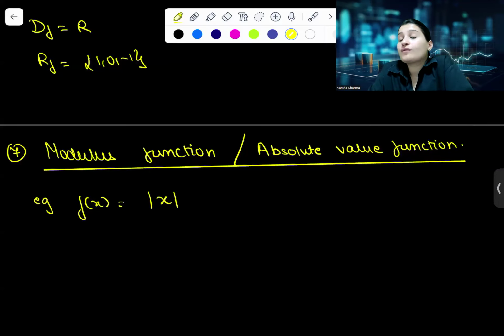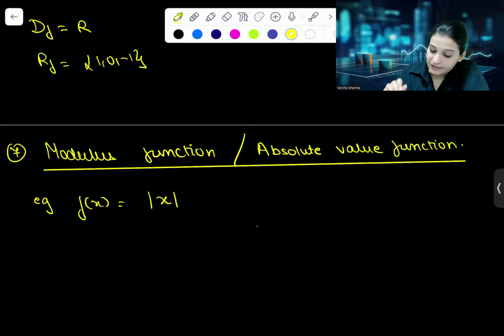So what is mod, or what is absolute value? No matter what value of x you put, in return, you will always get a positive value. If I'm putting a positive value, it remains the same. If I'm putting a negative value, change the sign. So right now, inside my modulus, what is the expression? X, which can take any real value. So my domain is all real numbers because there is no fraction, there is no root.